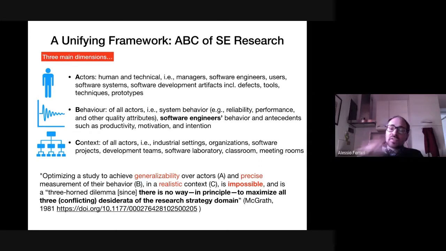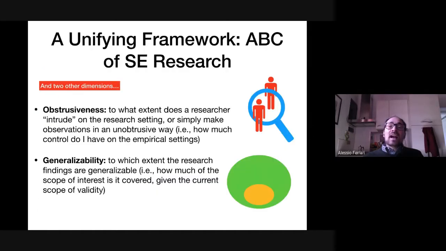Okay, you have to consider that performing something that is able to cover as many actors as possible, like a survey, for example, and at the same time measuring the behavior in an exact way, like an experiment, and considering a realistic context, like a field study, is not possible. So depending on what you consider more relevant, you choose a different research strategy.